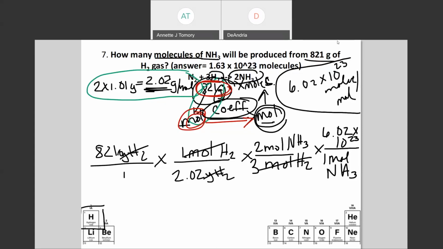Now all we have to do is put it into our calculator. You got your calculator handy? Yes. Awesome. So make sure that we're using that EE button at the end. If you're using your iPhone as a calculator, you're going to have to turn it to the side. So 821 divided by 2.02 because it's on the bottom, times 2 because it's on the top, divided by 3 because the 3 is on the bottom, and then times 6.02 EE or EXP 23.